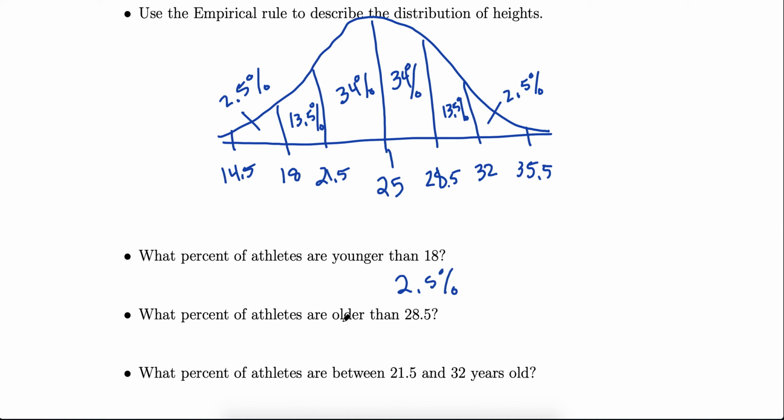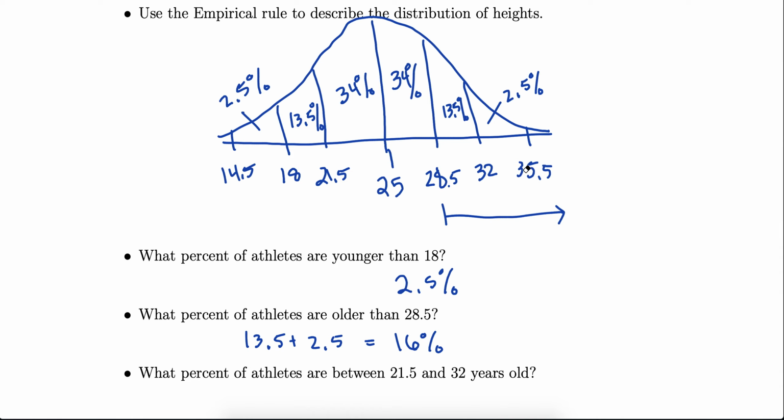Next question, older than 28.5 years old. So here's 28.5. If I add up all the areas that are greater than that, all the ages that are above that, then I've got my 13.5 plus 2.5 will give us our 16% are older than 28.5.